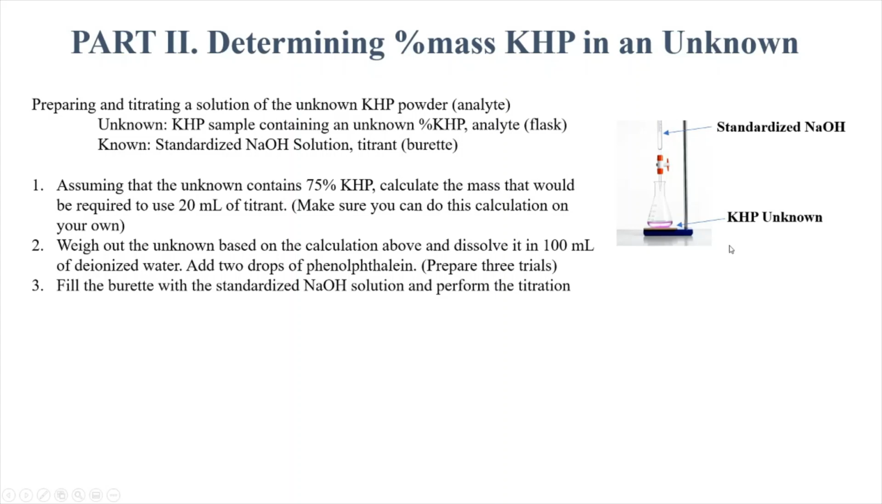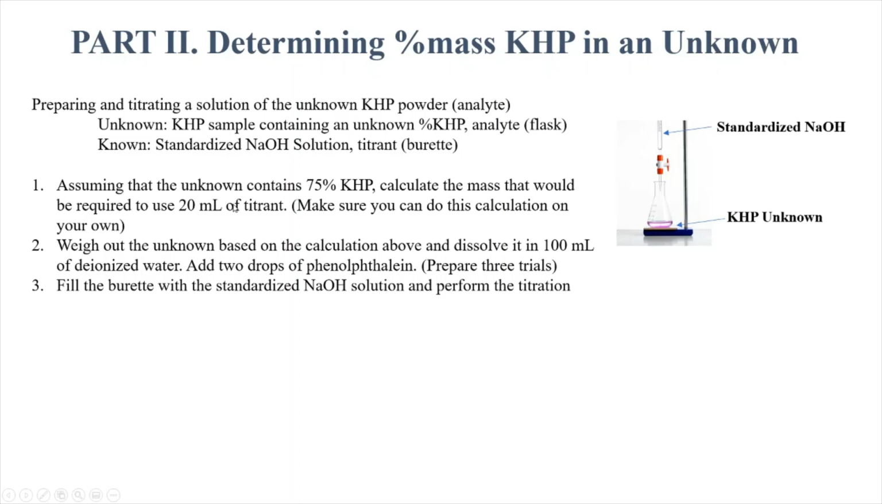So now we're going to use a different sample of KHP that's going to be a mixture of KHP and something else that we don't really care about, but we want to know what is the percent of KHP by mass in that unknown. So we want to figure out the percent mass of KHP. So the unknown in this case is going to be the KHP sample containing an unknown percent of KHP, which is our analyte, and that's going to be in our flask. So there's our KHP unknown. And then our known is the standardized NaOH solution, which is our titrant, and that's in the burette.